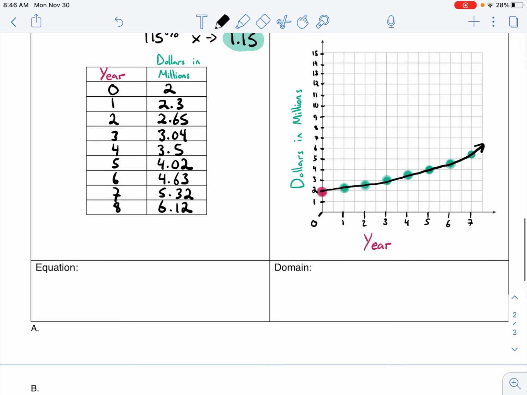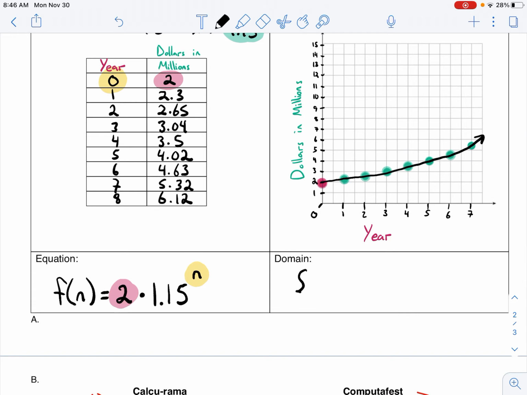Our equation in this situation would be our output is equal to our start value, which was 2, times our action, multiplying by 1.15, and repeated multiplication is an exponent. Because we started with term 0, we don't need to change our n value. And then the domain is the set of x greater than or equal to 2 million.